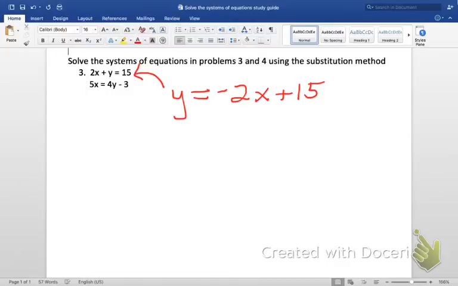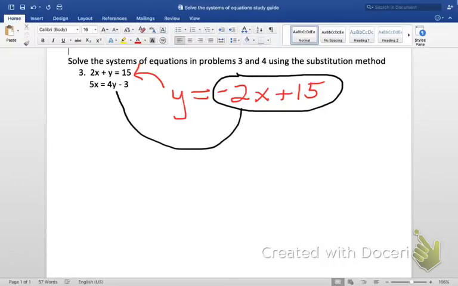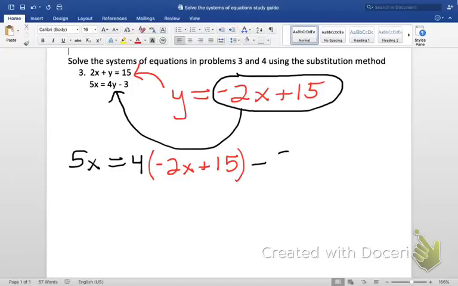Boom, solved for y. So then I'm going to take that, this thing in the black circle is y. That whole thing is y. So I'm going to take that and I'm going to replace it in the second equation for y. So I'm going to rewrite the second equation, 5x equals 4 times y, which is negative 2x plus 15, minus 3. So I still have an equation that says 5x equals 4 times y minus 3.